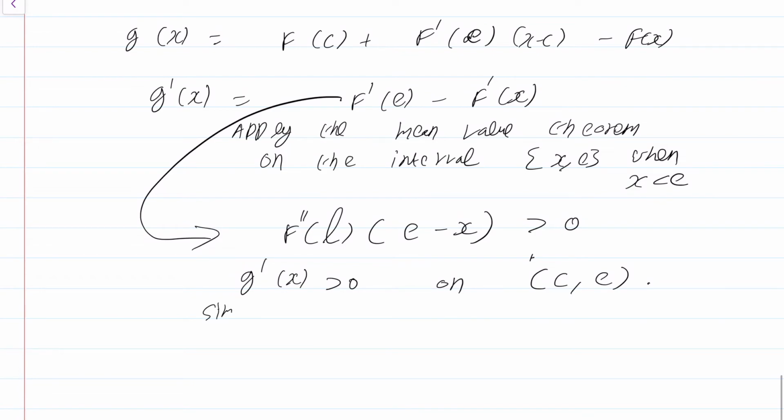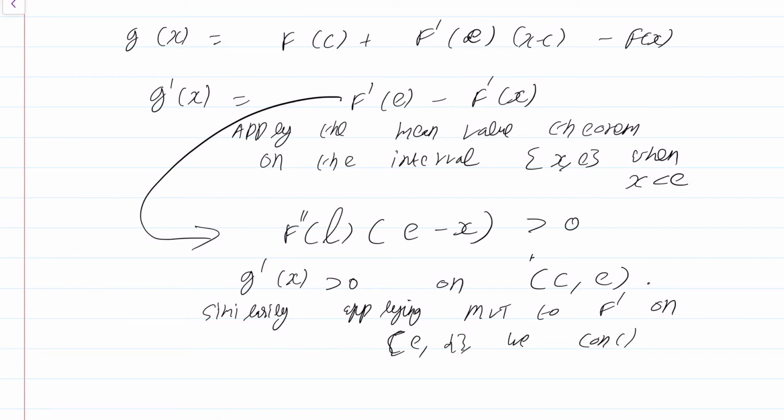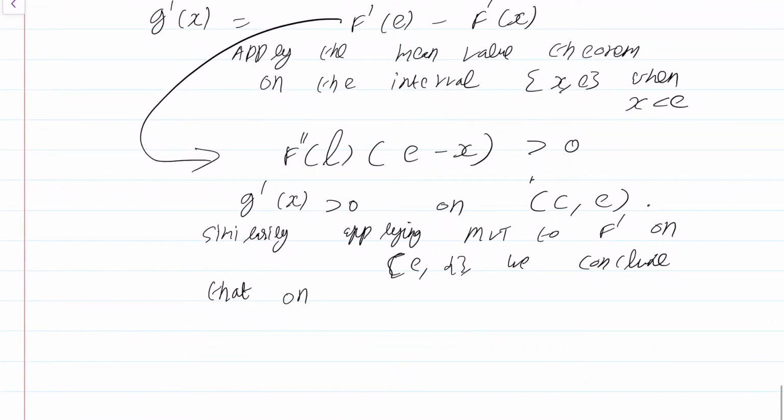Similarly, applying the mean value theorem to f′ on the interval (e, d), we conclude that on (e, d), g′(x) is less than 0.